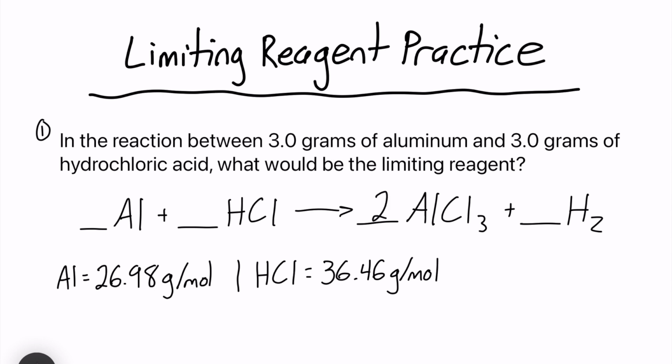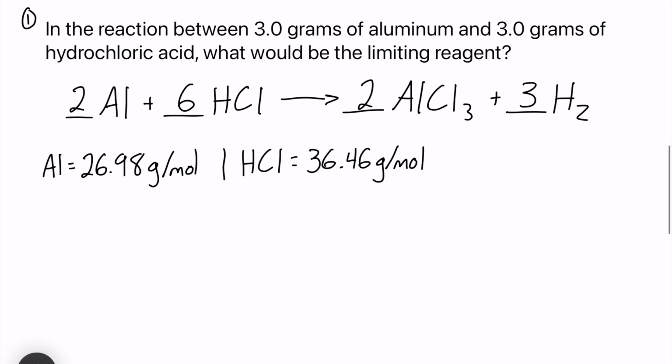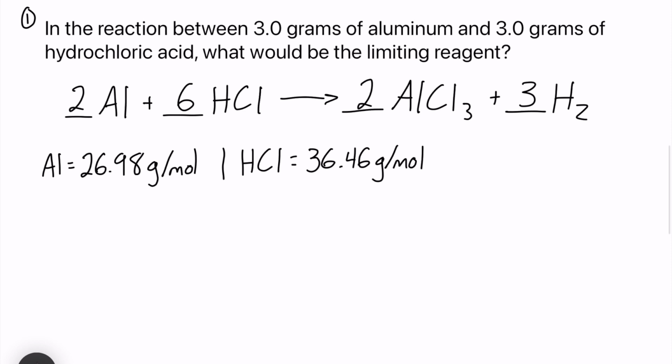So I can put a 2 in front of AlCl3, and if I have that, I'll need a 6 in front of hydrochloric acid and a 3 in front of hydrogen, and finally a 2 in front of aluminum. With these limiting reagent questions, we are going to pick one product and we are going to see how much of that product each reactant can make. So this is going to be my picked product. I'm going to pick hydrogen gas.